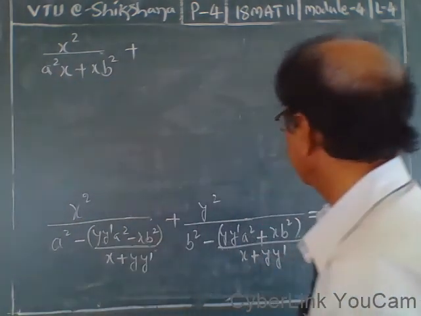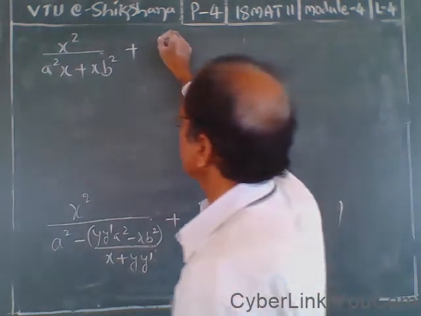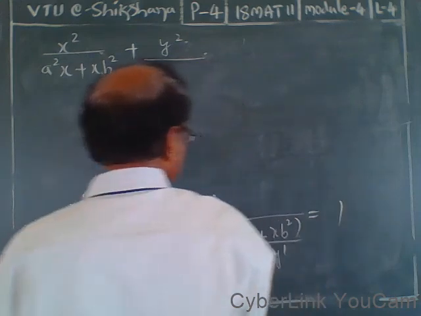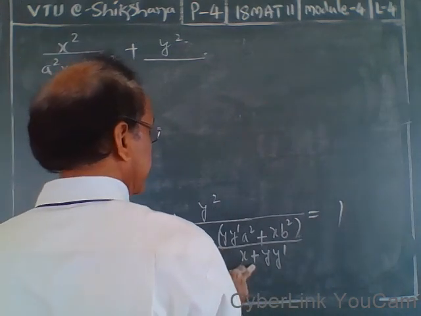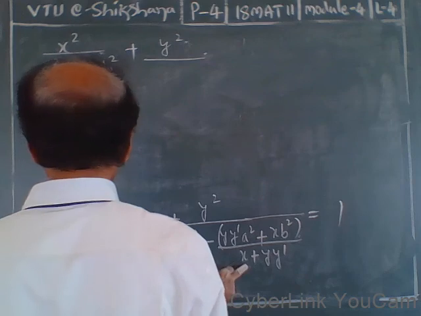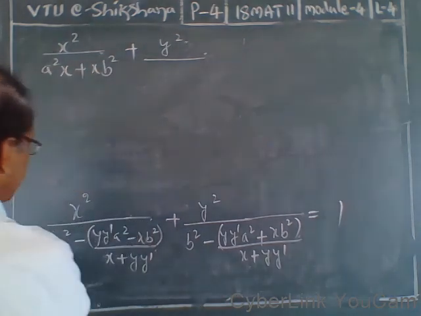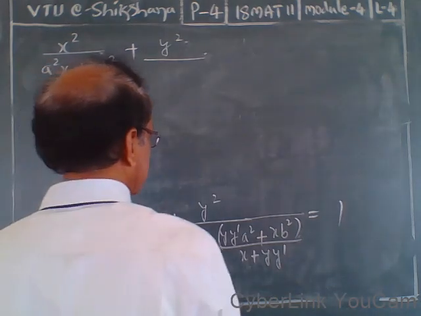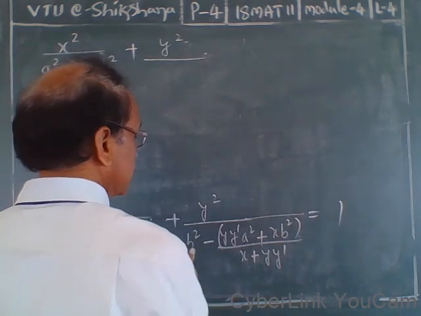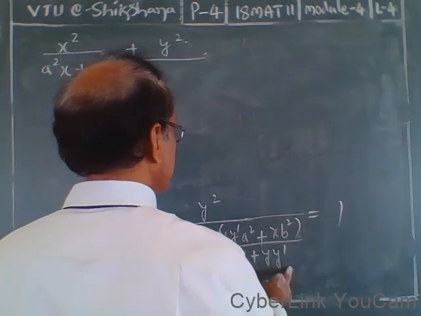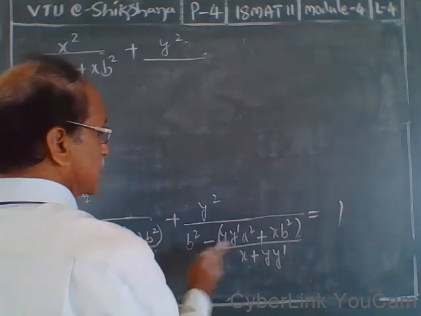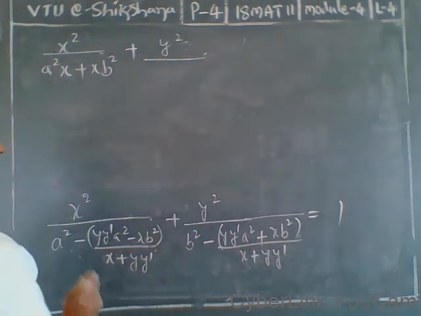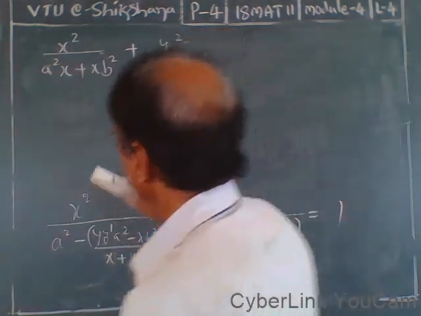Okay, then what is that? Y square divided by, and x into a square into x, a square into y dash, right? B square into x and b square into y dash. So x into b square, that will cancel, but x into a square here.